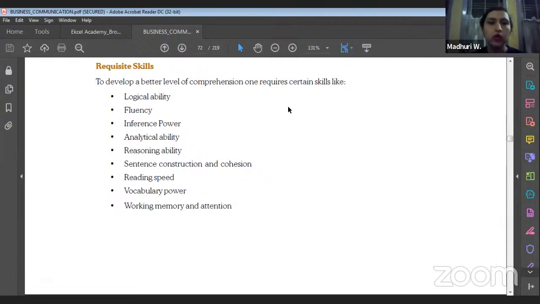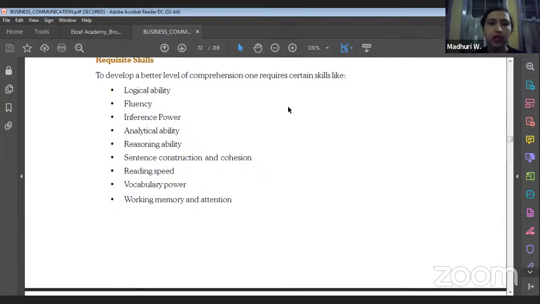Okay, you have to use all of these skills while working on a comprehension passage. Sentence construction, cohesion, reading speed, vocabulary power, working memory and attention again play a very important role in understanding a passage. Okay, so try this.